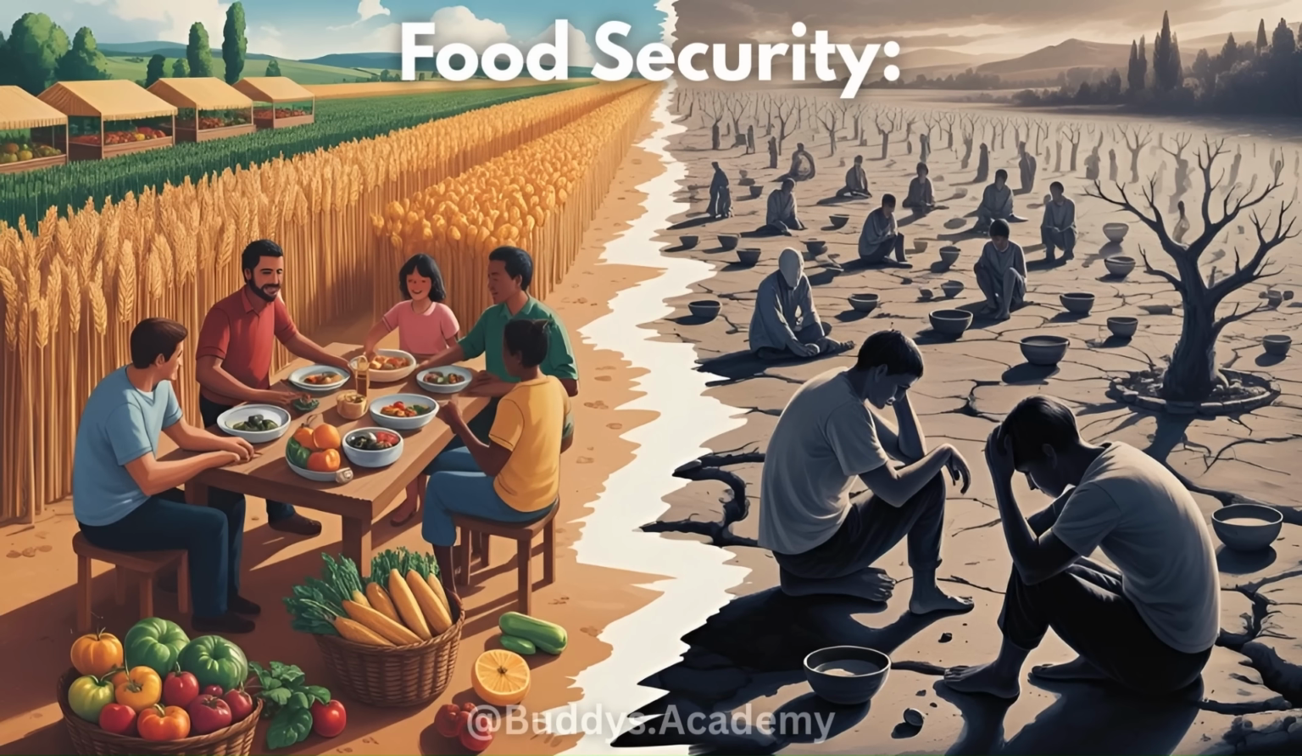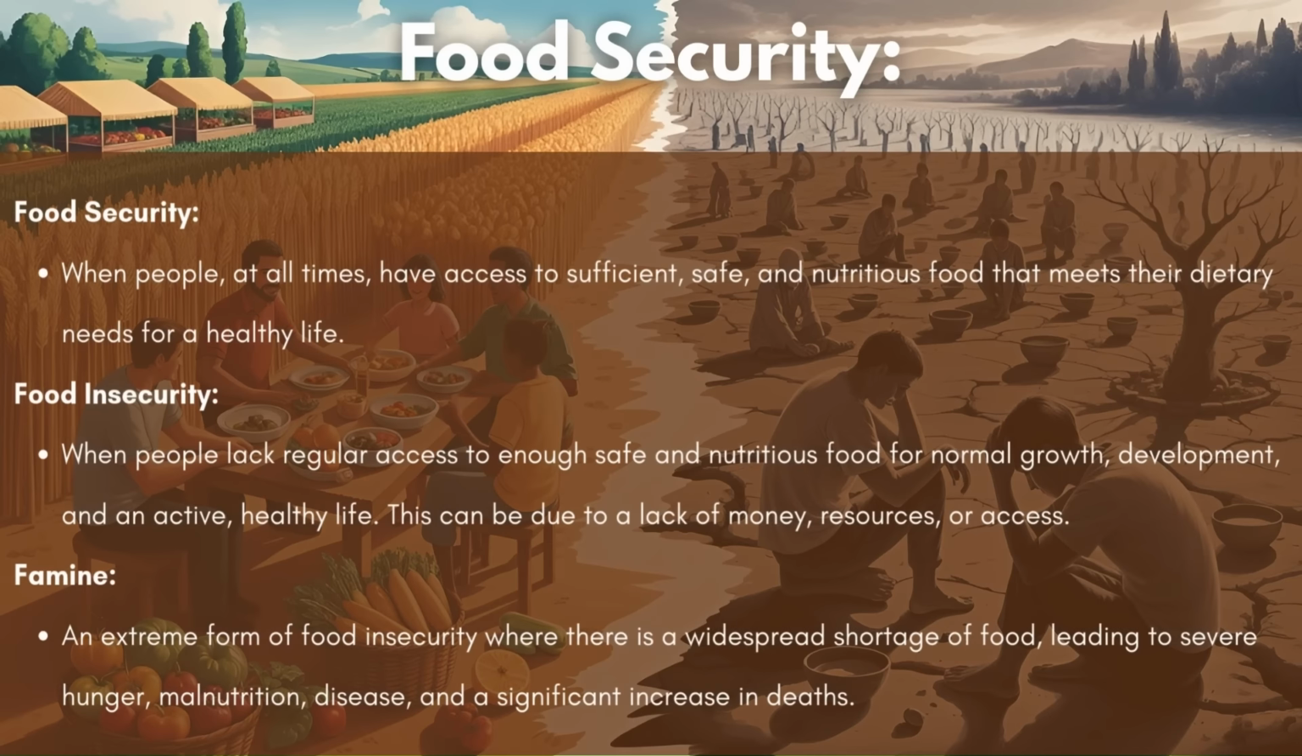So what is food security? When people at all times have access to sufficient, safe, and nutritious food that meets their dietary needs for a healthy life. Now we can break down this definition and make it quite simple. We can just say that food security is when people are going to have access to clean, safe food at all times in order to live a healthy life.